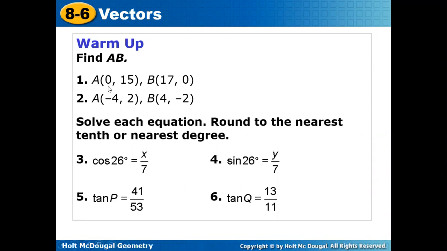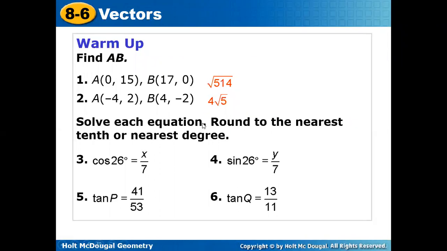We have the point A, 0 and 15, the point B, 17 and 0. So we have the distance formula. We can substitute x1, y1, x2, y2. We have the rule: root, bracket x2 minus x1 all power 2 plus bracket y2 minus y1 all power 2. So it will be root 514. The second one, A negative 4 and 2, B 4 and negative 2. So it will be 4 root 5.